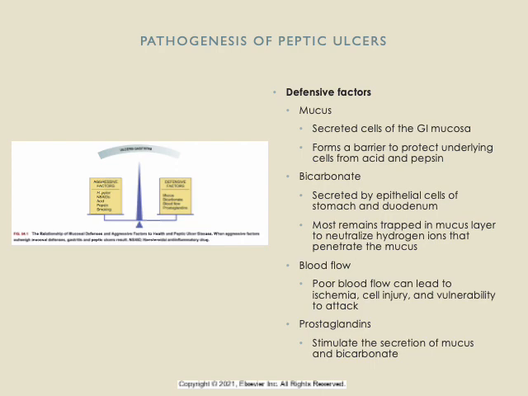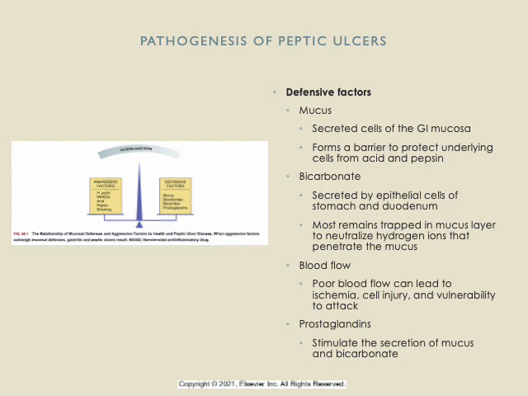It's produced by the pancreas and secreted into the lumen of the duodenum, and this is where it neutralizes acids that are delivered from the stomach. It's also important to think about the blood flow. Adequate blood flow to the cells of the GI mucosa is going to be essential because this is going to help with the integrity of that mucosal lining. If the submucosal blood flow is reduced, then we are going to have ischemia in that area, and this can lead to cell injury. If we have cell injury, this can cause vulnerability to attack by acid and pepsin.